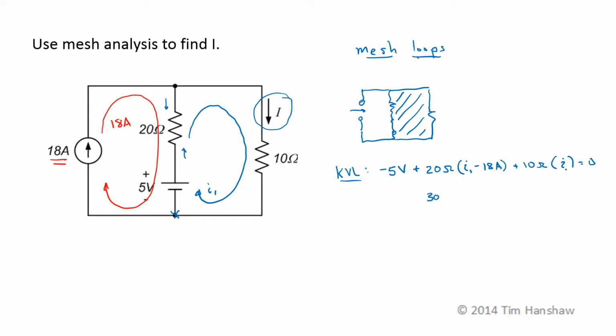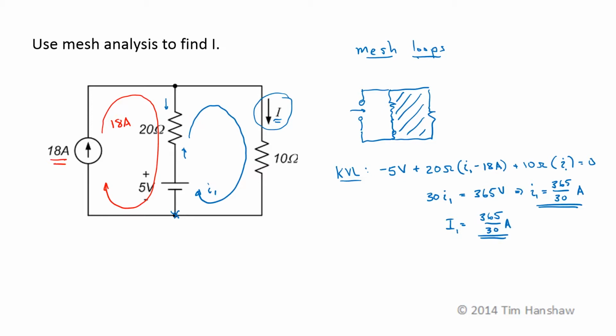Doing the algebra, 30 I1 is going to be equal to 20 times 18, which is 360, minus 5, taken to the other side, will be 365 volts. So I1 is going to be 365 over 30 amps. In this approach, the current I that I want is just the same as I1, so I is 365 over 30 amps.